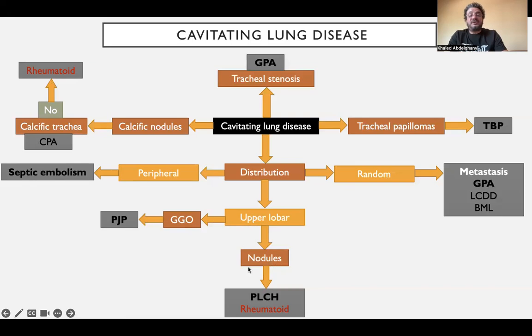If the nodules are in the upper lobes and they are centrilobular in location, some of them cavitating, as in our case, this is diagnostic for pulmonary Langerhans cell histiocytosis. The differential here is something very rare, which is rheumatoid arthritis, because the necrobiotic nodules of rheumatoid arthritis are the least common of the pulmonary manifestations of rheumatoid arthritis.